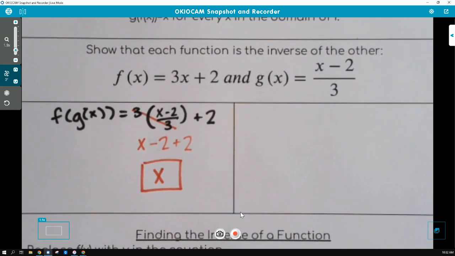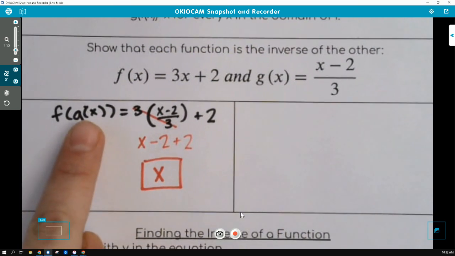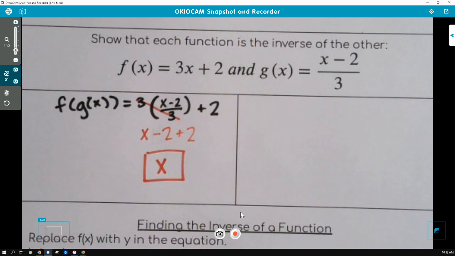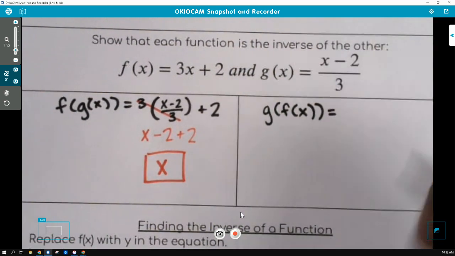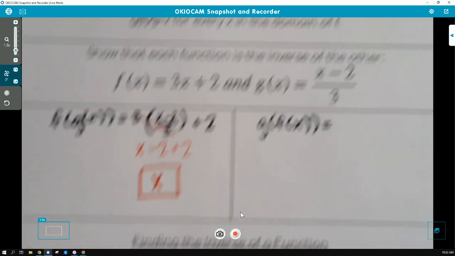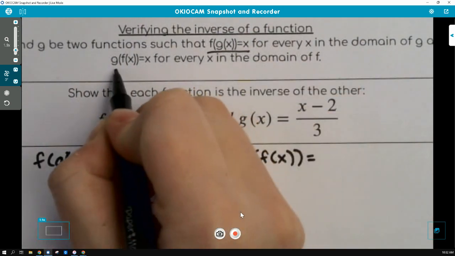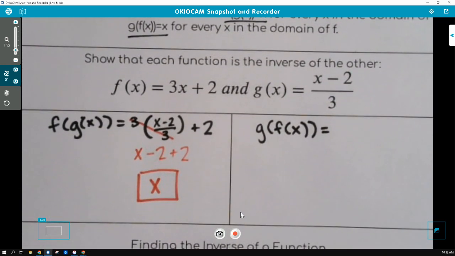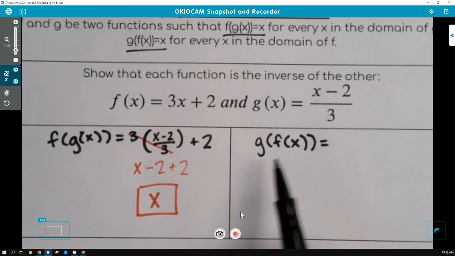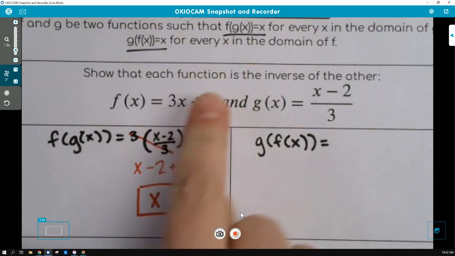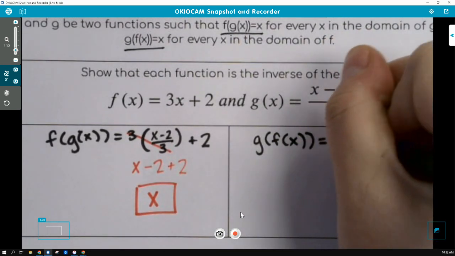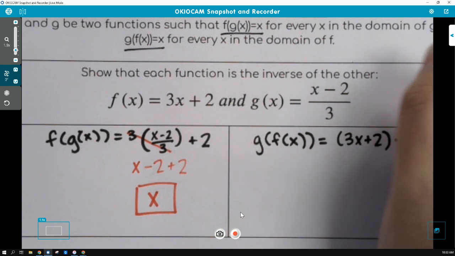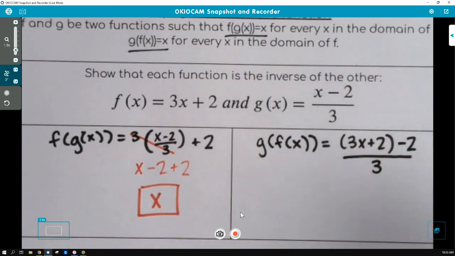Then, in order to verify that it's an inverse, this has to work. F of g of x has to equal x, and g of f of x also has to equal x. So g of f of x would be us taking f of x, so 3x plus 2, plugging it in right here for x. So that's going to be 3x plus 2 minus 2 all over 3.